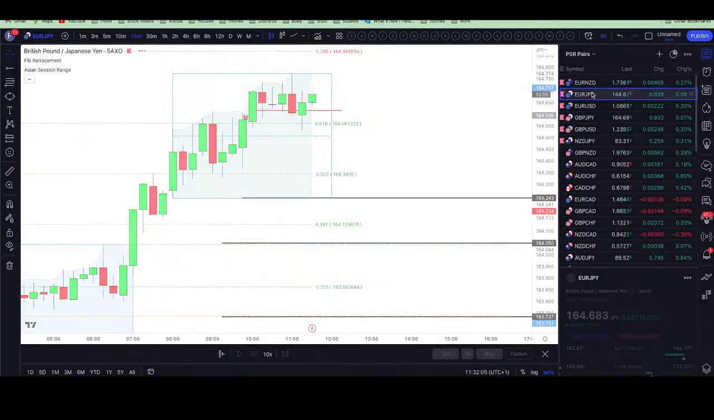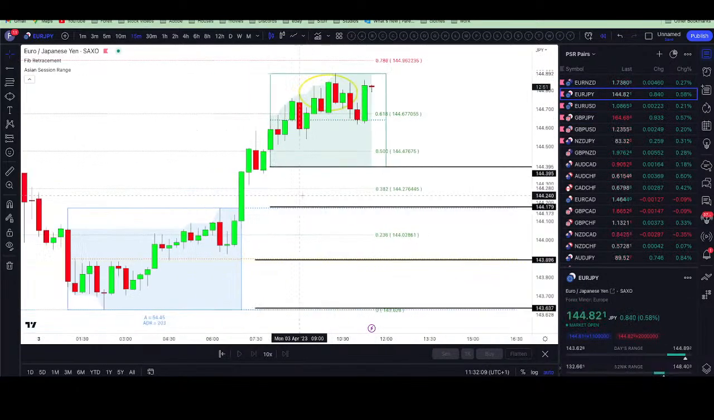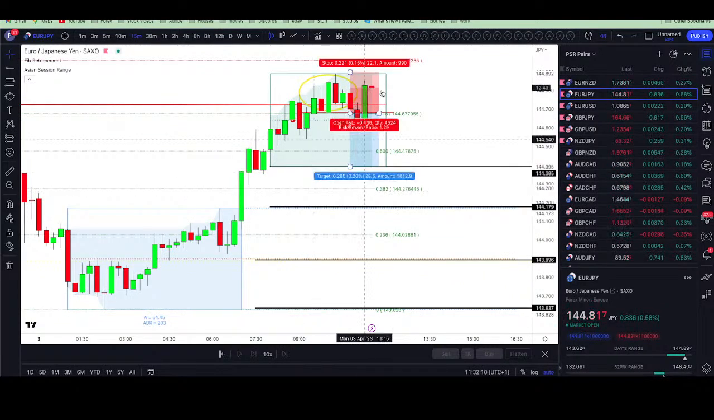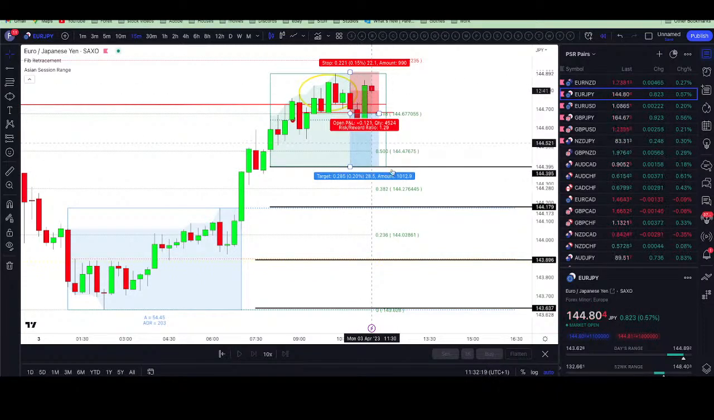EJ is holding. This was a strong 15-minute bullish engulfing candle though, so we could be seeing them pushing up higher on EJ. This candle's starting to pull down, but they'd have to do an aggressive reversal back down. We'd have to see that.